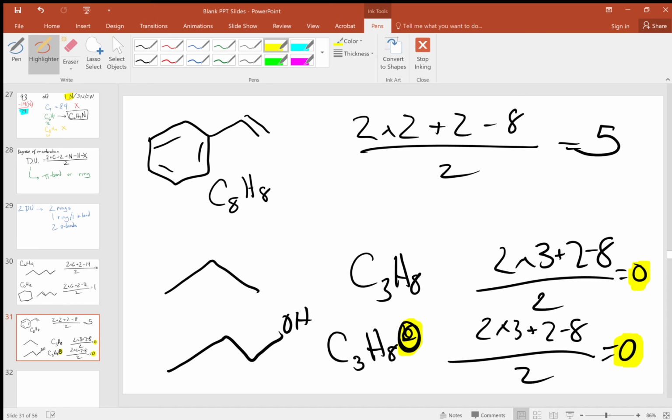So when you're working on coming up with a structure, if you have a chemical formula, calculating the degrees of unsaturation is often a good place to start, because it will tell you whether your molecule has pi bonds or has rings.